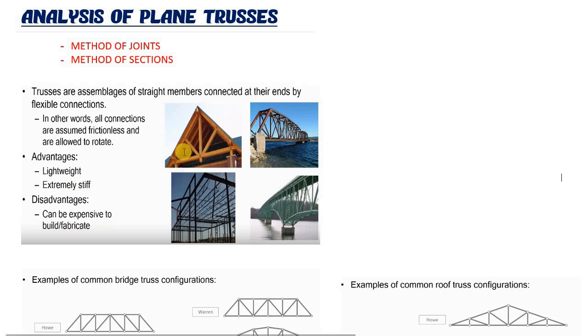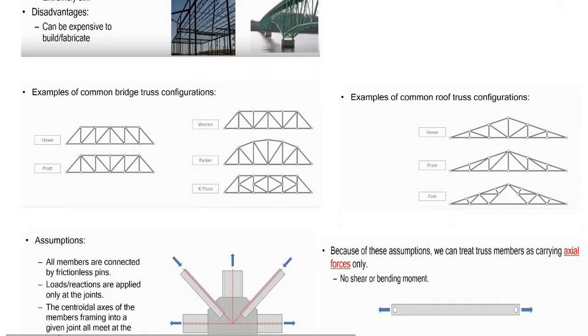As you can see, if you take a look at this picture, we have so many members framed to make this truss system, and most of these members are usually made up of steel, and we know that steel is very expensive compared to concrete. So these tend to be a little bit expensive. So this is one of the disadvantages of using a truss system.